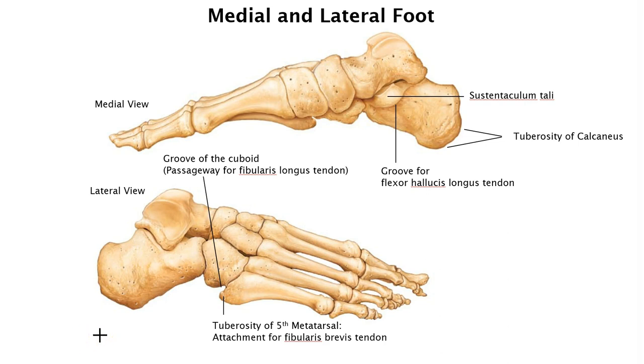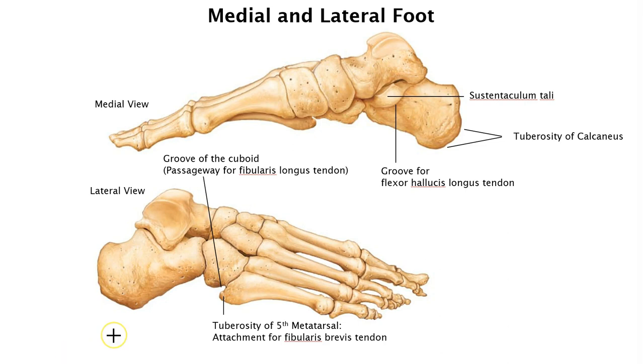In these two views, we can appreciate the medial and lateral sides of the foot. Medially, we can see the large medial facade of the calcaneus with its large prominences, its tuberosity, and the sustentaculum tali. The tuberosity serves as primary weight-bearing surface, while we'll see later that the sustentaculum tali serves as an attachment point for a spring ligament, also serving as a pulley for a muscle.